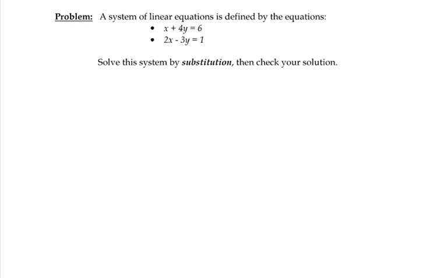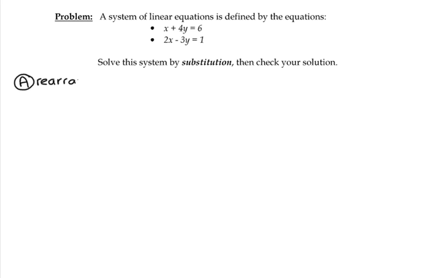So here's two equations. x plus 4y equals 6 and 2x minus 3y equals 1. Solve this system by substitution, then check your answer. So there's really four parts to solving by substitution. The first part, I'll call A, is we're going to rearrange one of the equations for x equals or y equals.